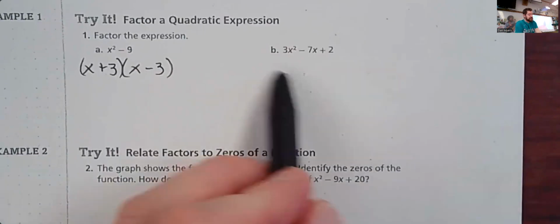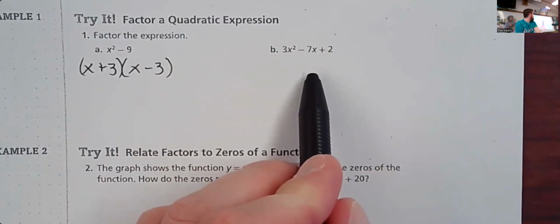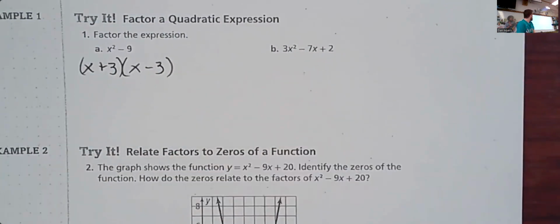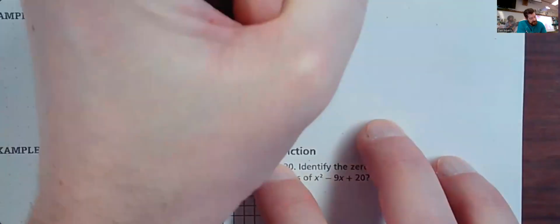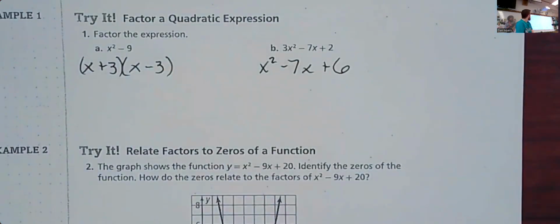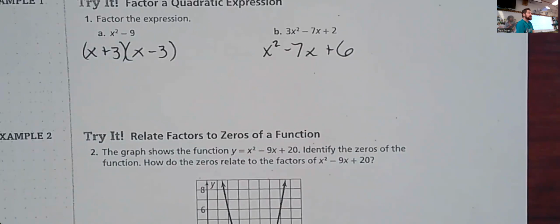This next one here, let's go and use our slip and slide method. By the way, just a reminder, you should always look for a GCF, even though there aren't any on these two. You should always look for a GCF first. So we're going to multiply 3 times 2. 3 times 2 is 6. So that's going to be x squared minus 7x plus 6. Now we're looking for two factors of 6 that also add to -7.